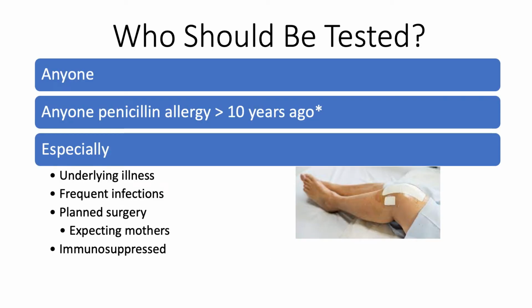Okay, so who should be tested for penicillin allergy? Honestly, anyone. And we'll talk a little bit about that. We may not have to skin test anymore, and we may be able to go to direct challenge. But you really want to look at people who have underlying illnesses that lead to needing more antibiotics. Example would be a cystic fibrosis patient, frequent infections, or likely to have infections, so a neutropenic cancer patient, planned surgery, expecting mothers for GBS, and obviously immunosuppressed patients.